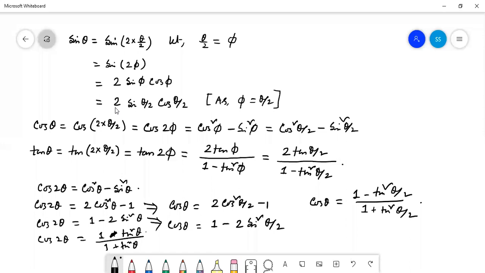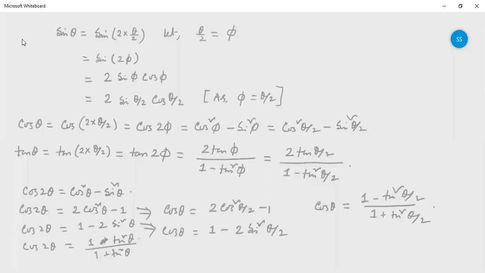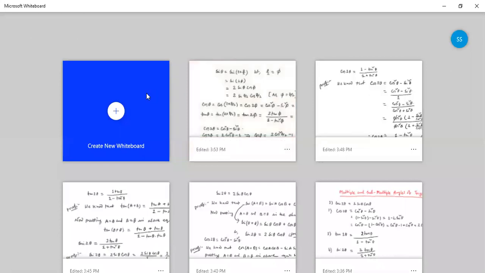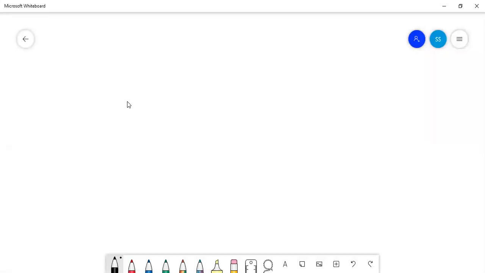Now we are taking some examples so that it will stay in our mind and we can enjoy the class. We are going to take some examples. Just wait for 1 minute.